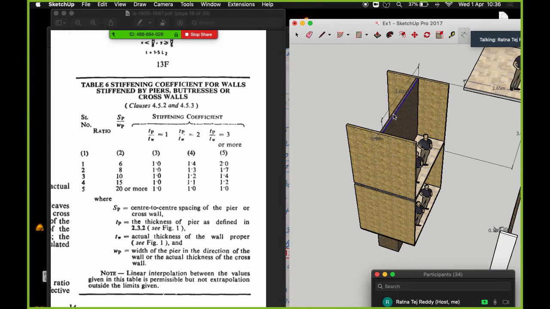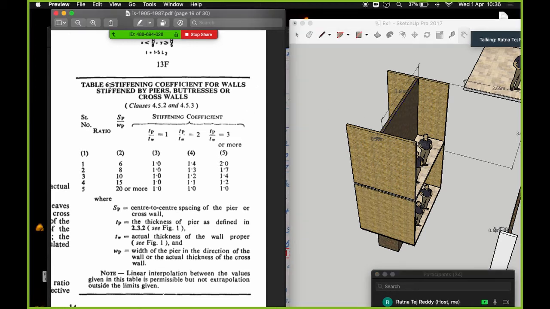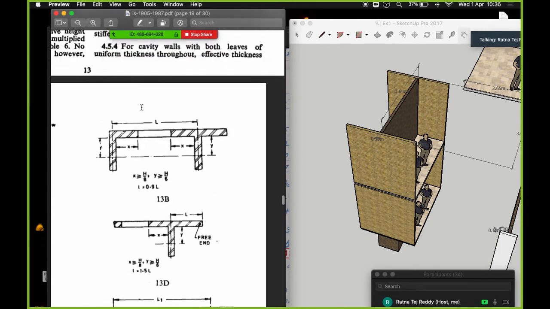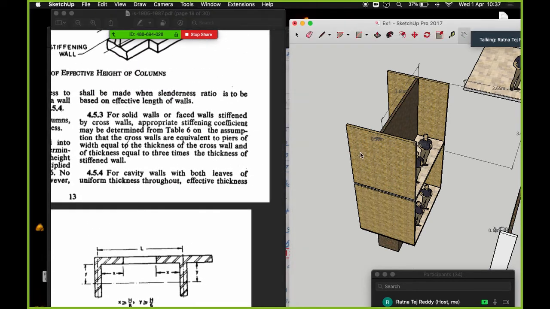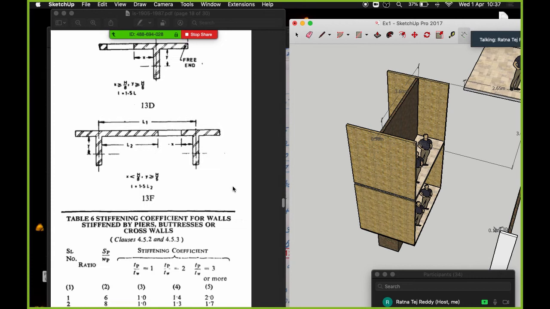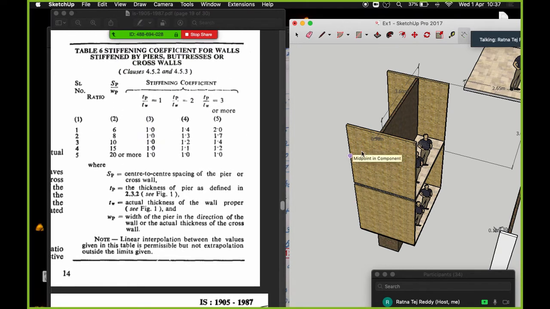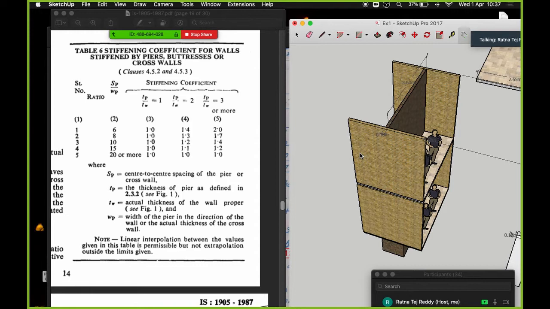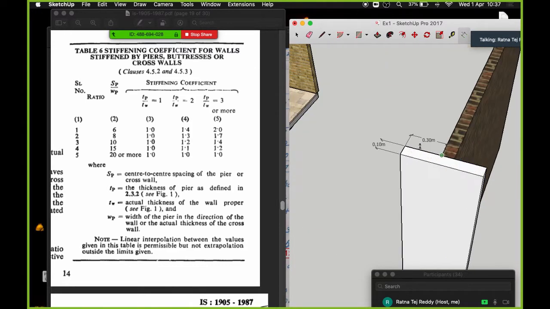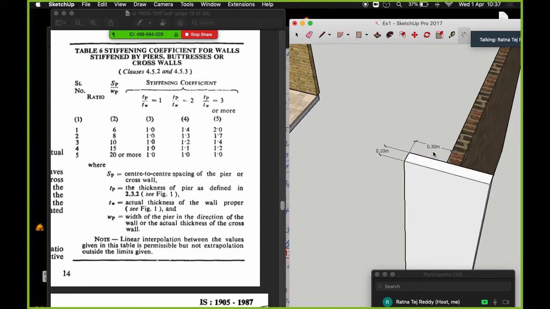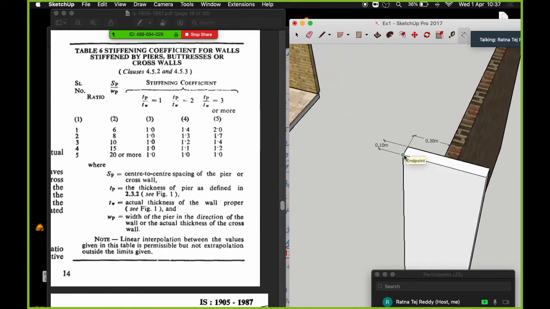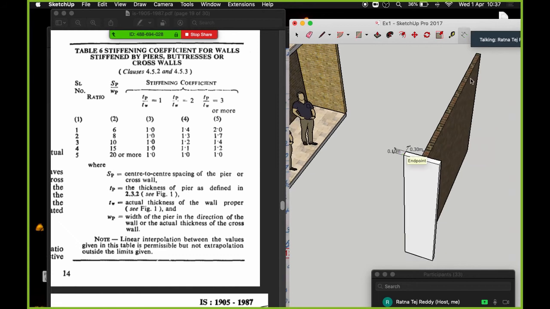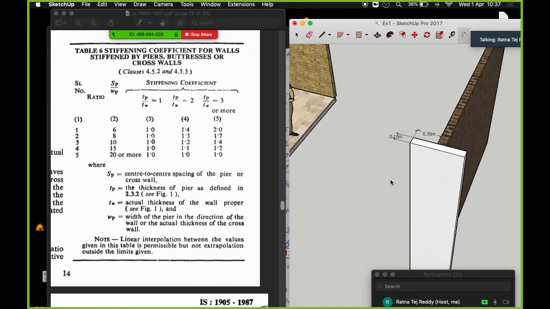So if this is the criteria, table 6 will come into picture. Table 6 is all about adding that little stiffness coefficient that is necessary if you are having any sort of lateral supports, and this has to be complied with your clause 4.5.3. That means you will have to convert your cross walls into piers and then refer to table 6. In order to convert the cross walls into piers, you will have to make sure that the thickness of the cross wall is 3 times the thickness of the main wall, and the width of the cross wall or the pier is equivalent to the width of the main wall.